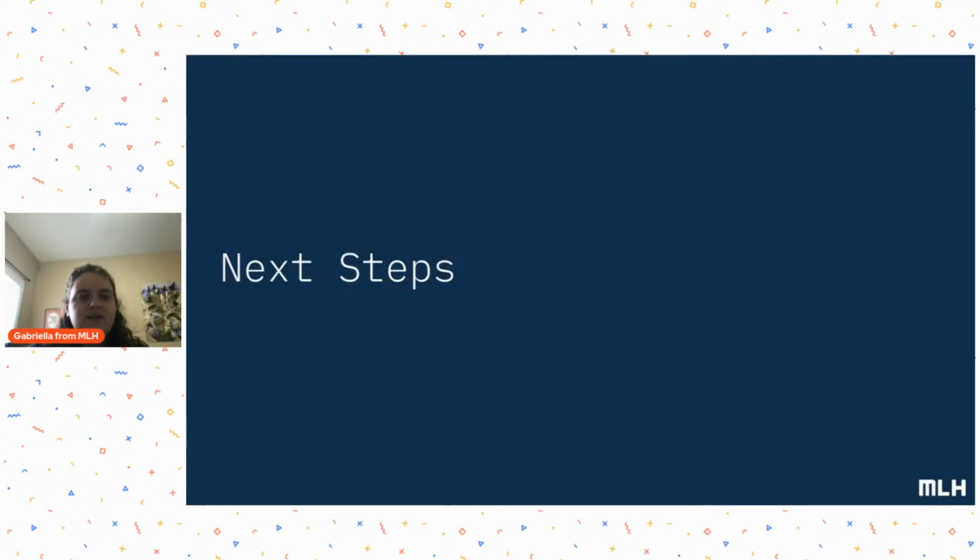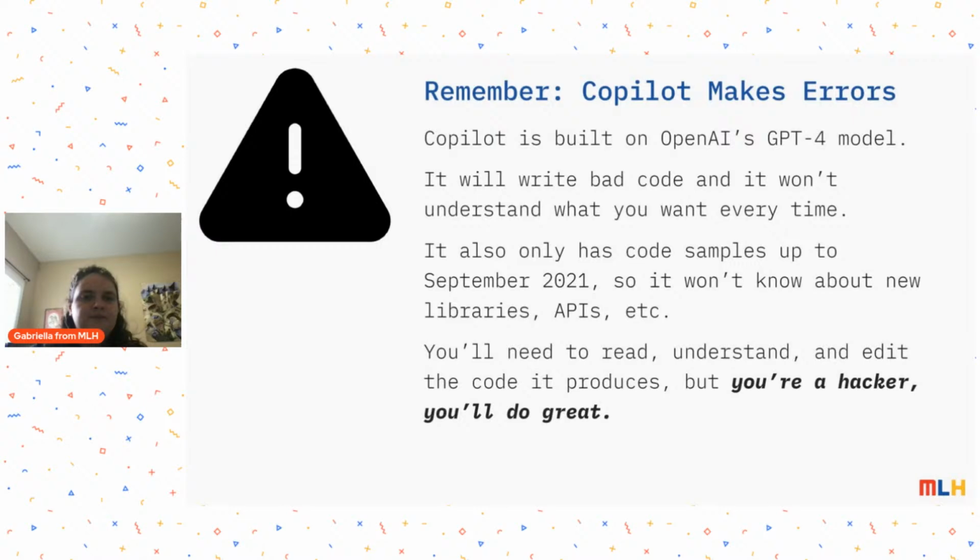But next steps, after we've walked through and shown y'all how GitHub Copilot works, hopefully we've gotten access to GitHub Copilot and are able to install the extension into VS Code. First thing I want to emphasize is that GitHub Copilot does make errors, just like me and you, but it doesn't have the same information as me and you. So GitHub Copilot is trained on OpenAI's GPT-4 model.